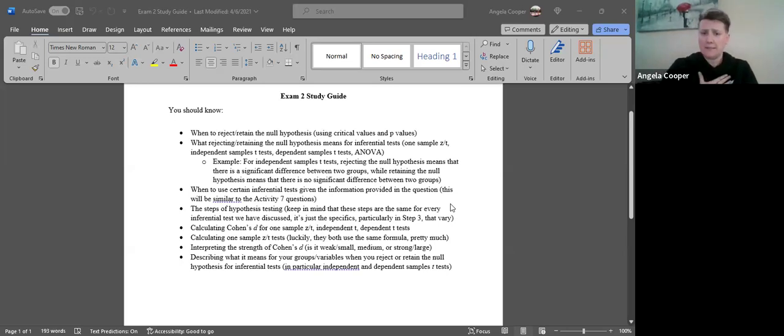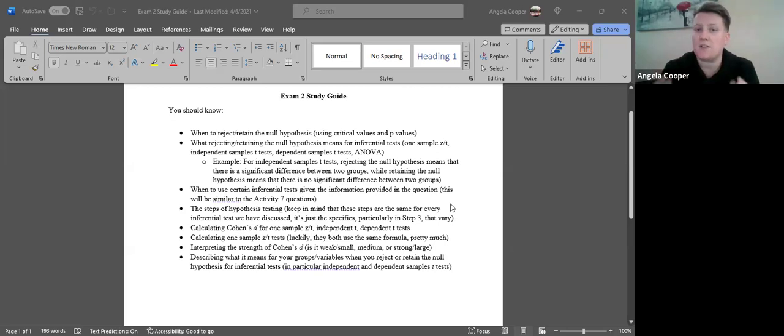So now, moving on to the next point, what does it mean when we reject or retain the null hypothesis for inferential tests? I have an example here: for an independent samples t-test, rejecting the null means that there's a significant difference between two groups, while retaining it means that there is no difference between these two groups. Keep in mind that for independent samples t-tests, these two groups are independent samples. This translates to the people in one group not being the same as the people in the other.